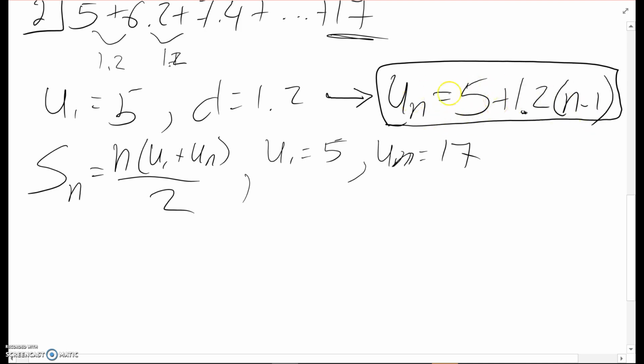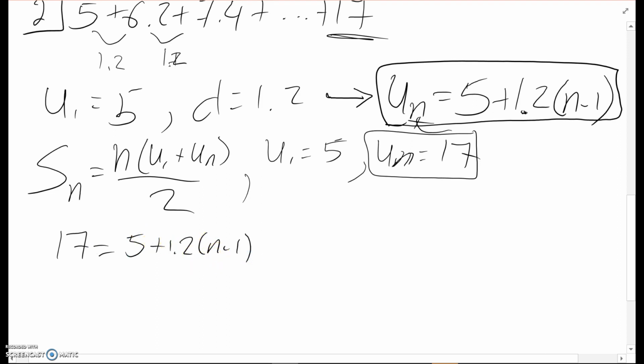I know this is the explicit formula. I know that the last number is 17, so I'm going to substitute u of n in for 17. 17 equals 5 plus 1.2 times (n minus 1). Notice the only thing I don't know here is n. That's helpful because that's the only thing I need to figure out. So we go through and solve. We subtract 5 from both sides. I get 12 equals 1.2 times (n minus 1). I divide by 1.2 and I get 10. I add 1, I get 11 equals n.